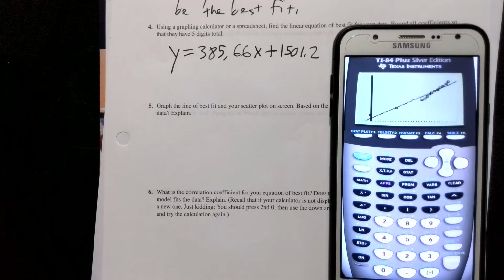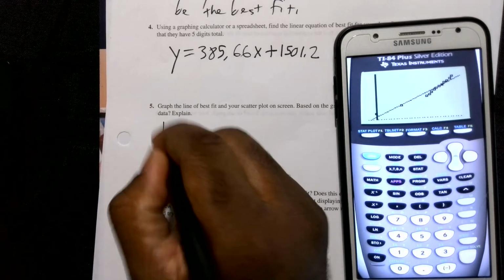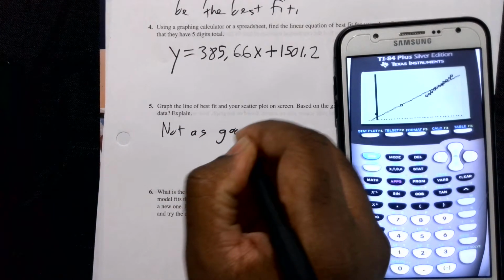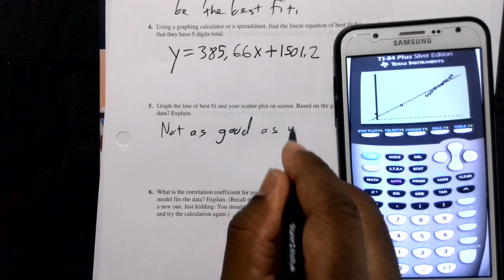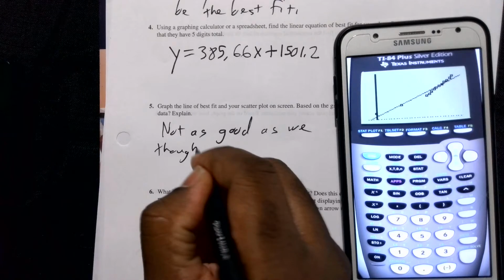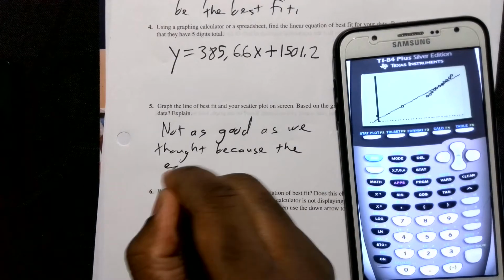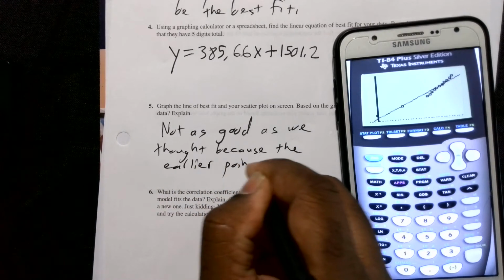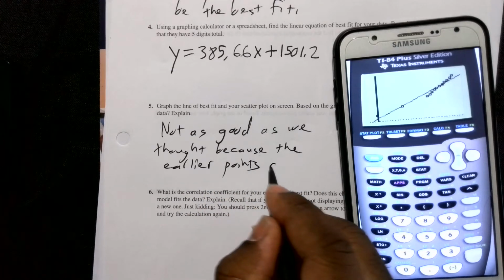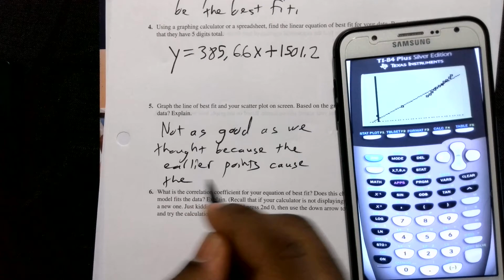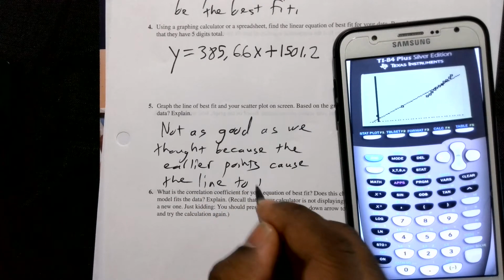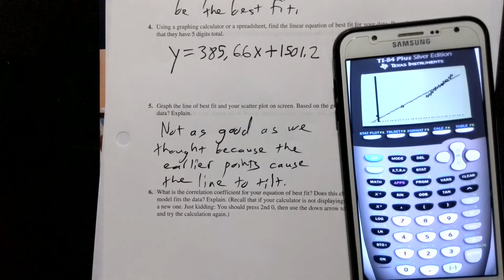Now, if you look at this graph here, it looks okay, but it is not as good as we thought, because the earlier points cause the line to tilt. So basically, if we didn't have those earlier points, the graph would look a lot better than what it does.